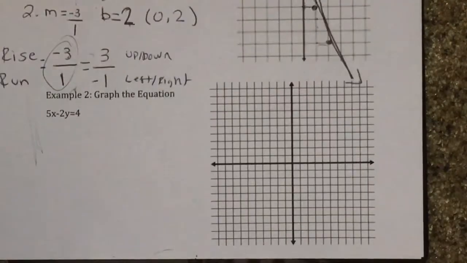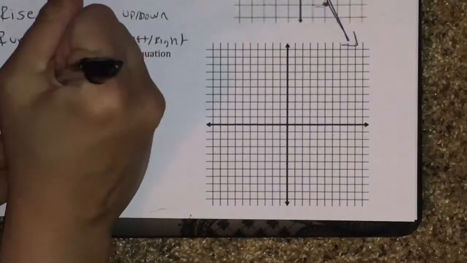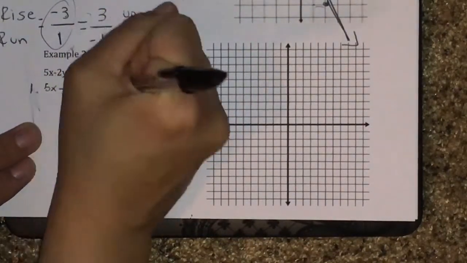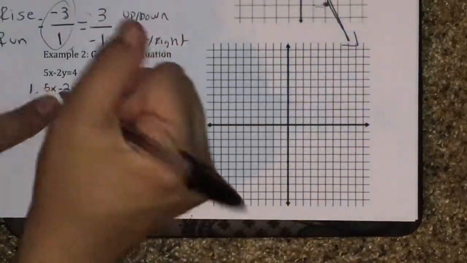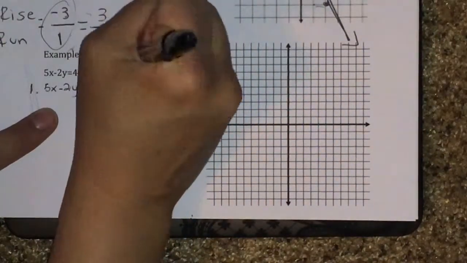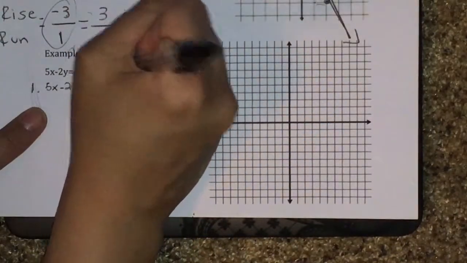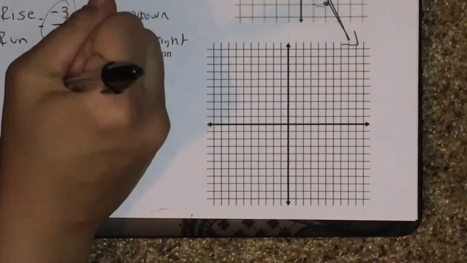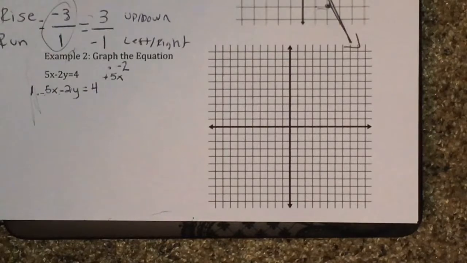Let's move on to example 2. Step 1, solve for y. So we have 5x minus 2y equals 4. Well, what's happening to y? The first thing that's happening to y is that it's being multiplied by -2. Then what's happening is it's being added by 5x, because remember the 5 is positive. If there's nothing there, it's going to be positive. The negative only belongs to that 2.